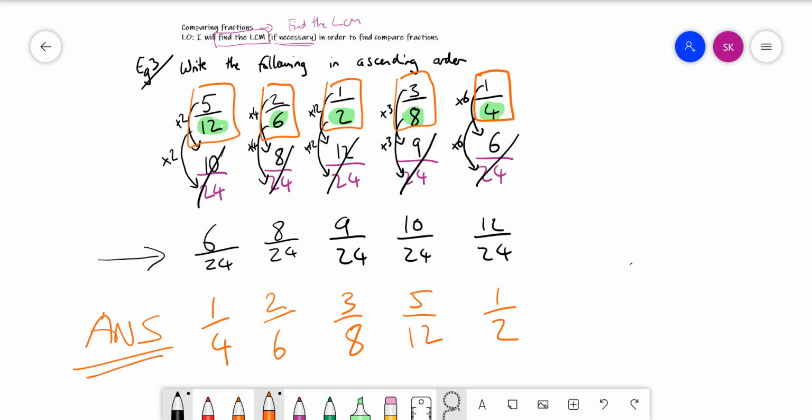So pause the video, make any notes that you need to. I've done quite a lot of working out here. You don't necessarily need to do this amount of working out, but if you need to, you must find the LCM.